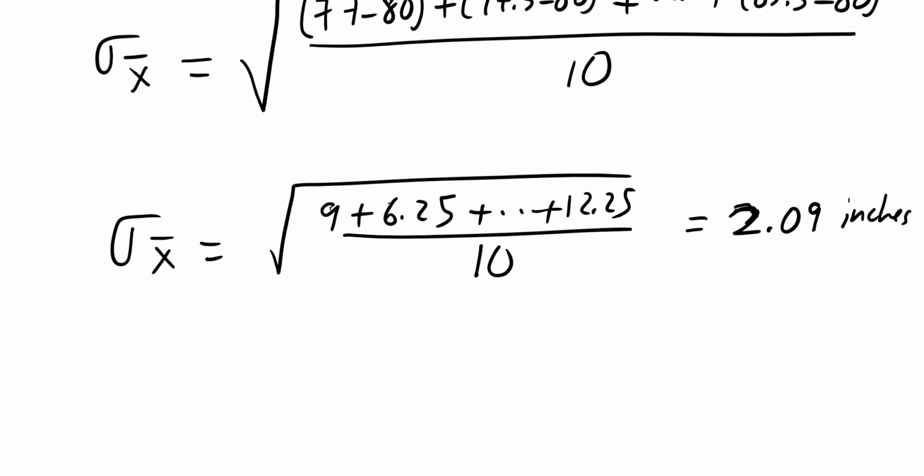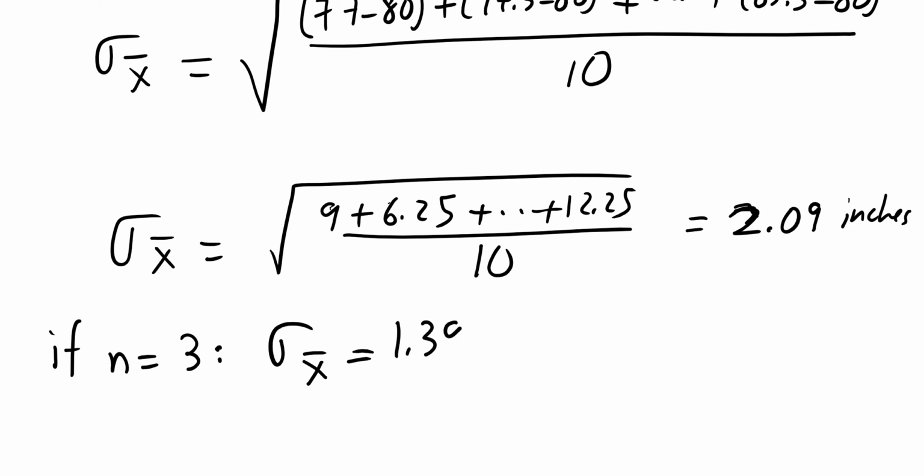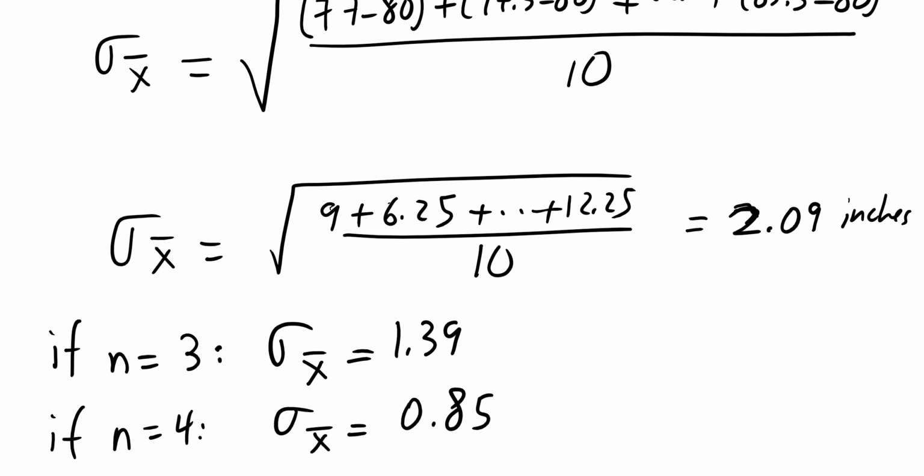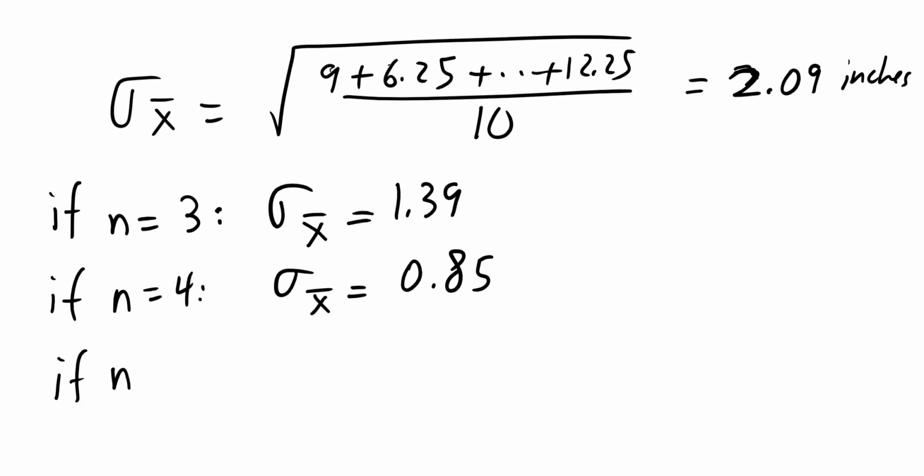Now if the sample size that I showed you in the previous section was 3, guess what this is going to be? I did the calculation on the side, I got 1.39. If the sample size is 4, the standard deviation for the sample mean is 0.85. If n is 5, then this one would be 0. So what does that tell us?